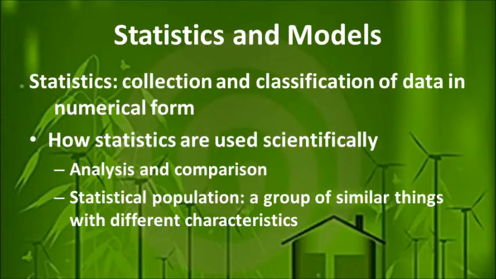So as I start growing them, maybe every day, maybe every other day, I take a measurement. What is the height of all 50 plants in category A and all 50 plants in category B? And I do that over a period of time. Each of those groups is what we call a statistical population. It's a group of similar things with different characteristics.